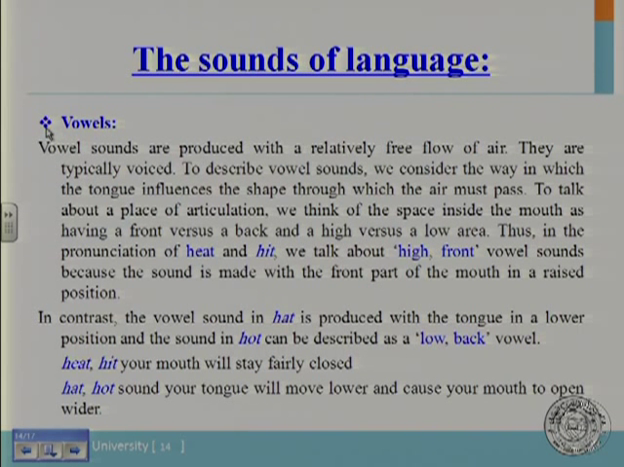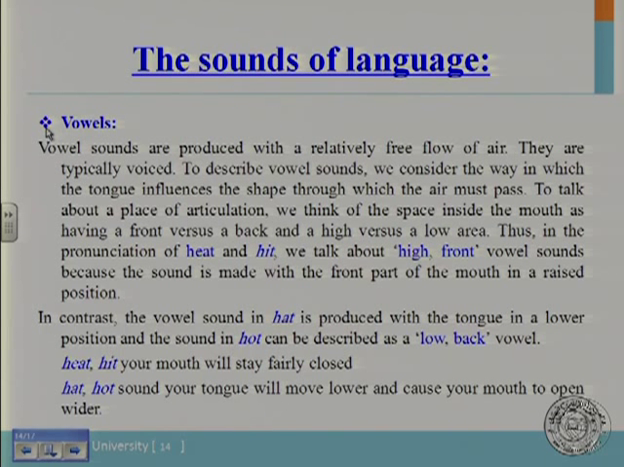Here we have hat, which is produced with the tongue in a lower position. It is again front but lower. And the sound in hot can also be described as low back. This is a low back vowel.